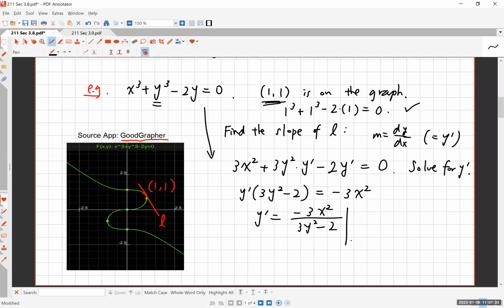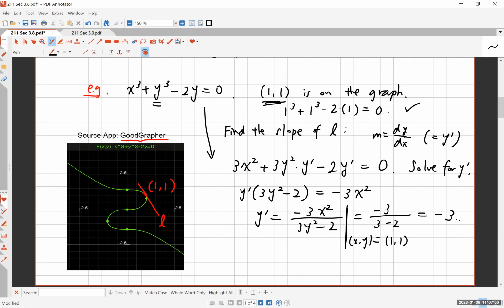Now, x is 1, y is 1. So all I'm going to do is plug in 1 for x and 1 for y. And this is, again, the way I denote this. Evaluation at (1, 1) is going to yield negative 3 times 1 squared, over 3 times 1 squared minus 2, and that is simply negative 3.